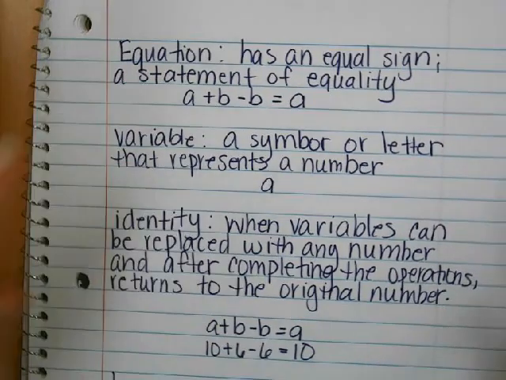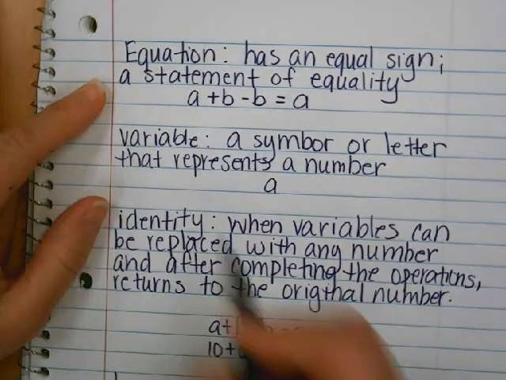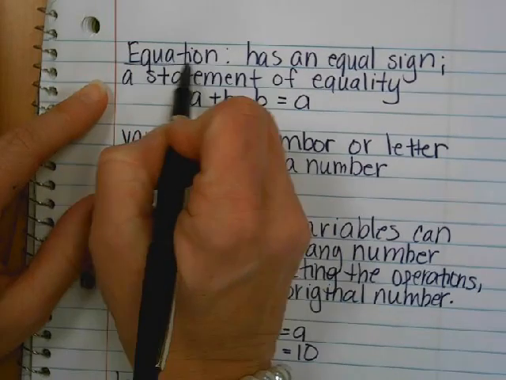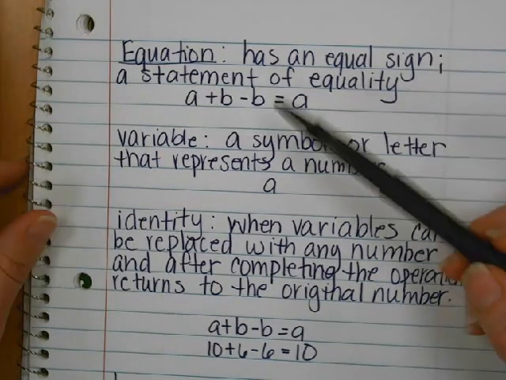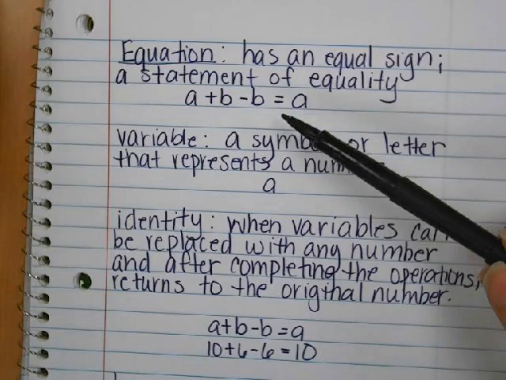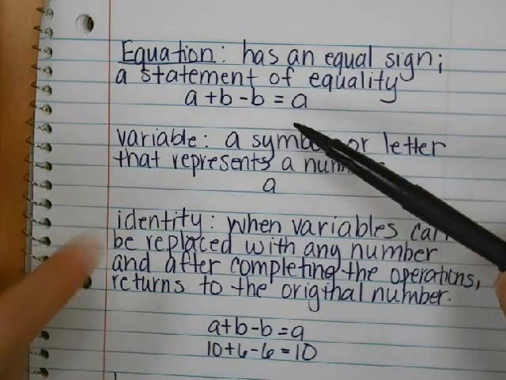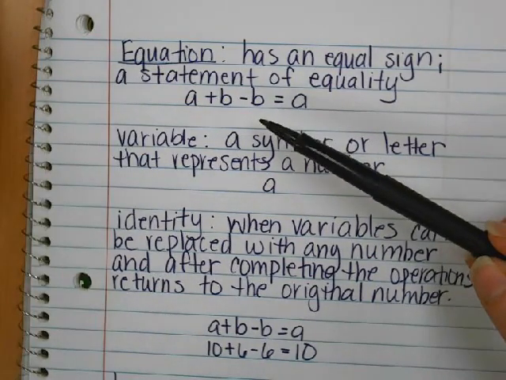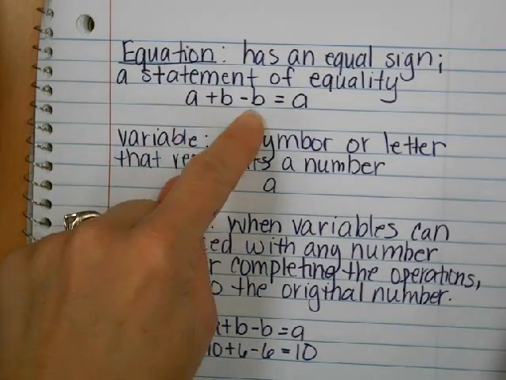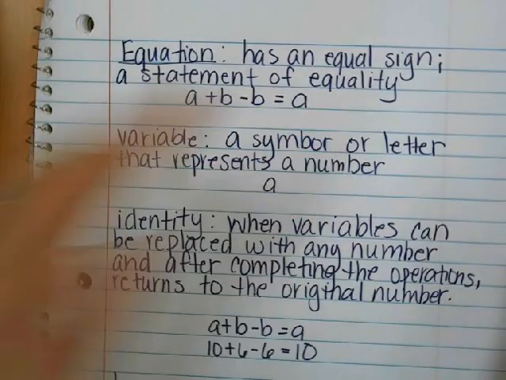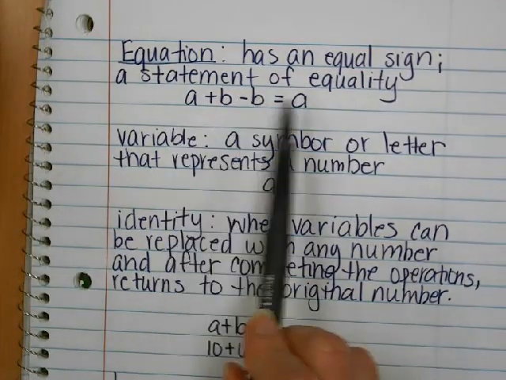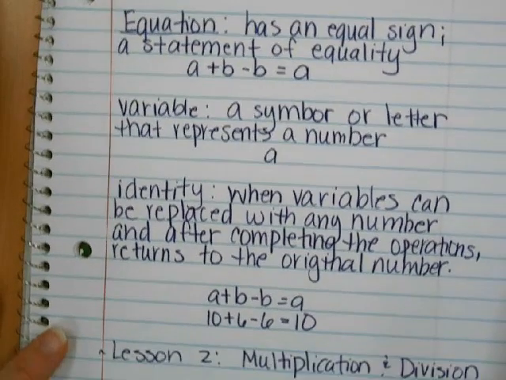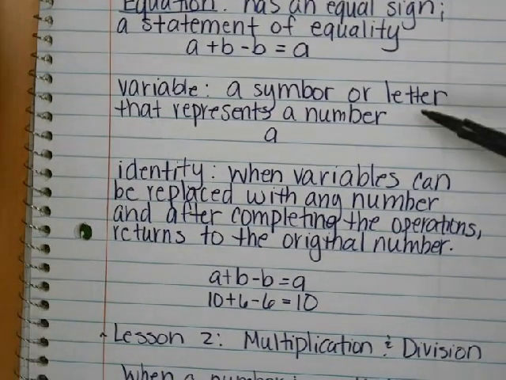So on my second page, I have the word equation, which is another word we're going to define that we're going to need, obviously, during this module. So an equation has an equal sign. It's a statement of equality. So in other words, using that same equation that we used earlier, except replacing w and x with a and b. So a plus b minus b equals a. So that would be an equation because it has that equal sign and it's showing equality from this expression to this expression. A variable is a symbol or letter that represents a number.